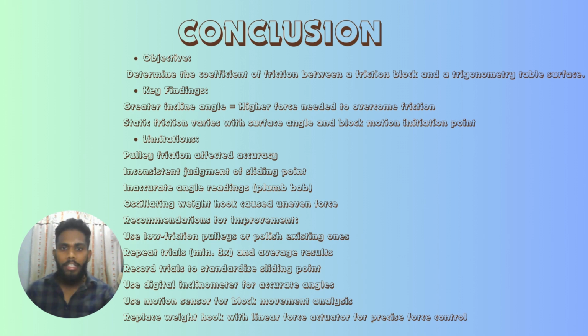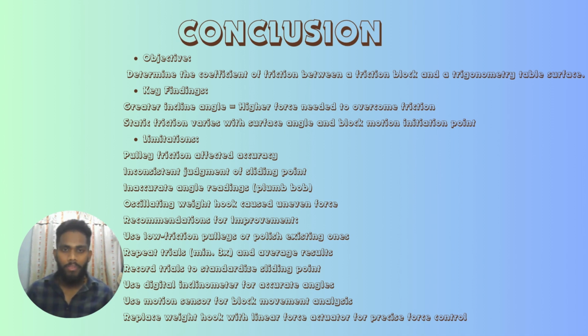Actually, we also had a lot of errors and failures, some flaws that led to lower accuracy of the experiment results. First, the pulley and the weight hook at the end of the cord of the friction block are not ideal, so there may be friction. The standard to determine the critical sliding point of the friction block is subjective and not consistent. The angle measurement was inaccurate, because the plumb line used to indicate the angle oscillates when adding the weight, and the distribution of force is not uniform.